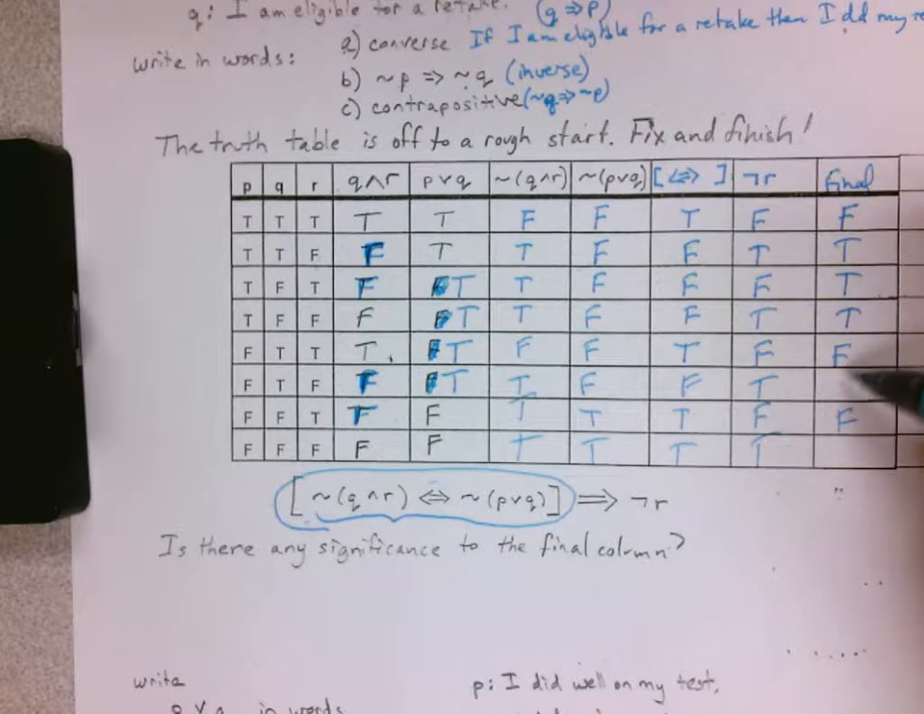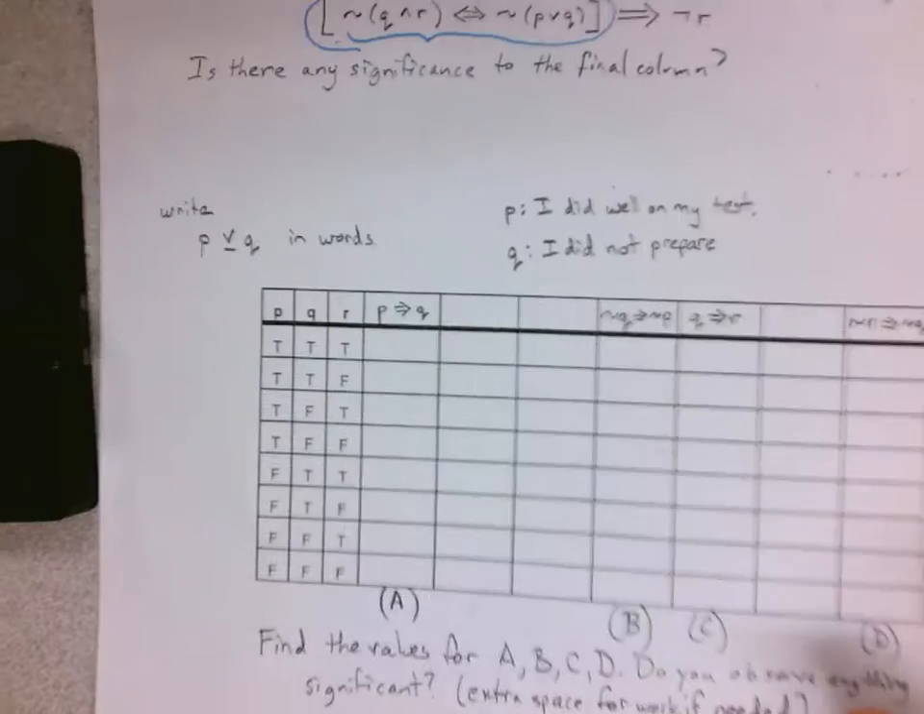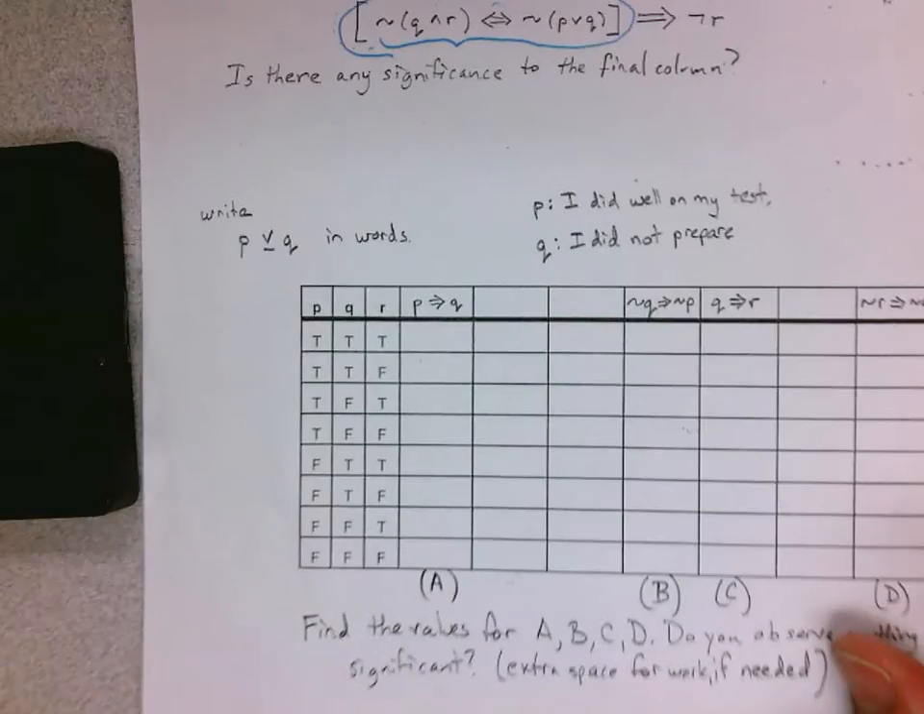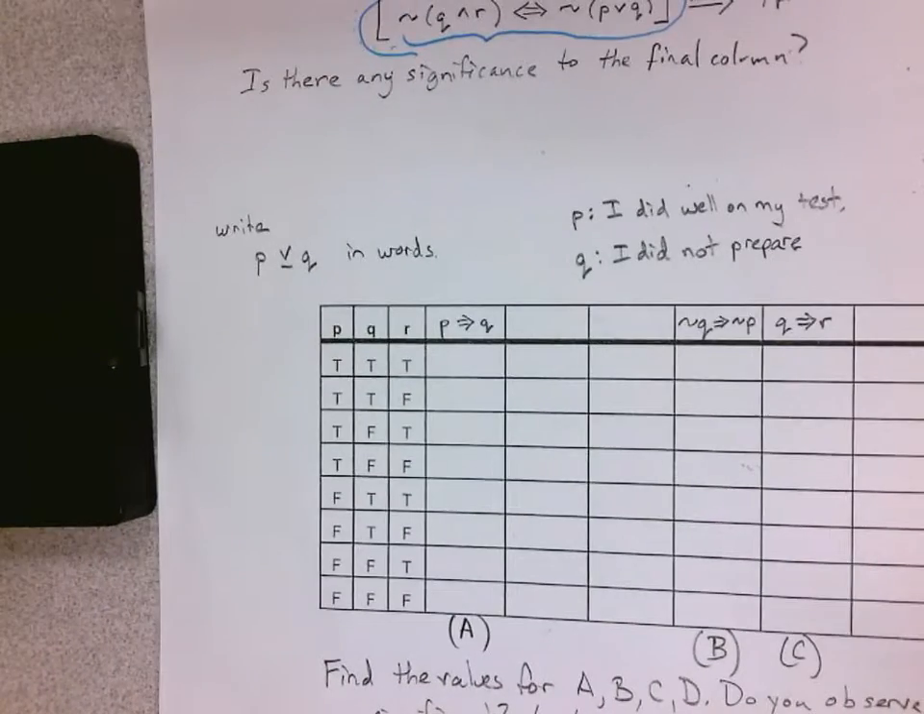Is there any significance to the final column? No, because there's nothing to compare it to. It's not all true. It's not all false. It's not a tautology. That's all you got there. Okay, other side here. Again, starting with words, and then we'll go to the truth table.